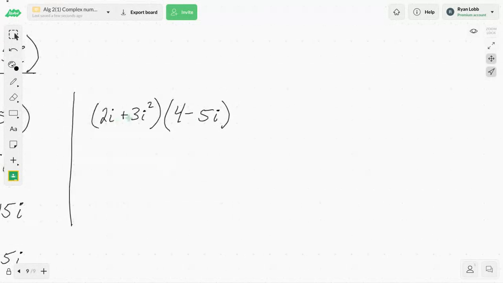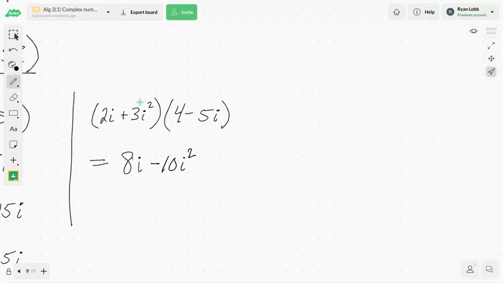Over here, let's keep i as is, and then we'll just do all the simplifying at the end. So in this case, what do I do? I distribute the 2i. 2i times 4 equals 8i, right? Now, 2i times negative 5i. What's 2i times negative 5i? Negative 10i squared, minus 10i squared.